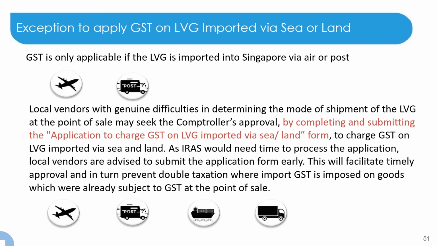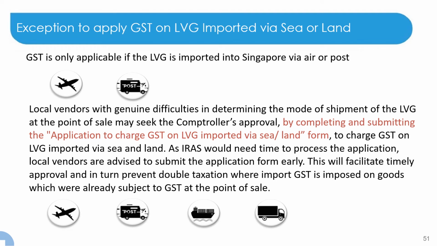Under the Overseas Vendor Registration Regime for LPG, GST is only applicable if the LPG is imported into Singapore via air or post. However, there may be circumstances where, at the point of sale, the local vendor is not able to determine the mode of shipment of the goods. For example, whether the goods will be shipped via air, post, sea or land.